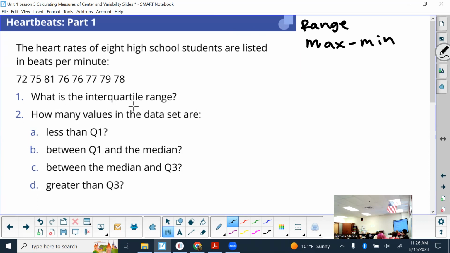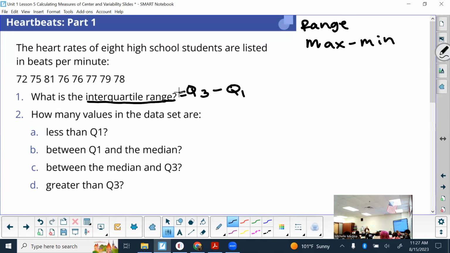When we're talking about interquartile range, you are subtracting the quartiles. Which quartiles? There are 3 of them, remember? The biggest quartile minus the smallest one. Kind of like our range, the biggest number in the whole thing minus the smallest. My interquartile range is going to be this formula. So write that down. Okay, so that's the formula.